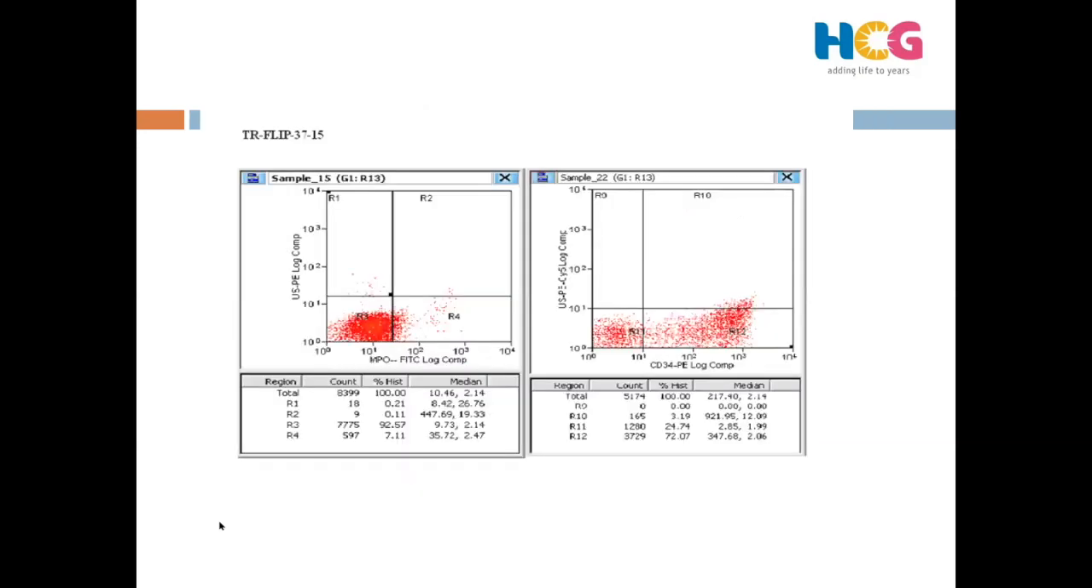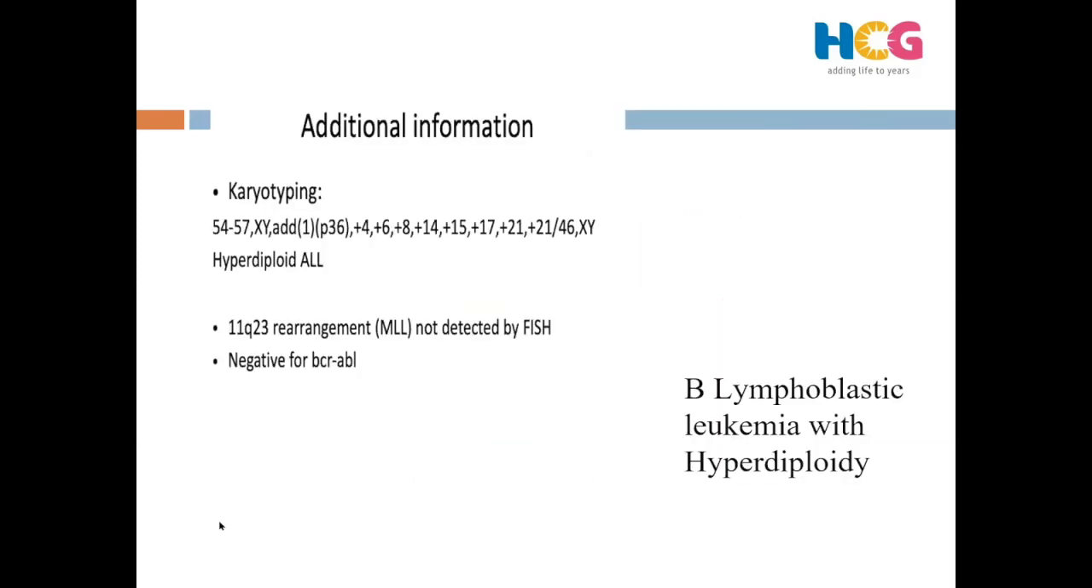So yes, we did conclude on a color positive B-ALL. So we're very lucky to get a very easy diagnosis out over here. So over to you for the next, the cytogenetic report.